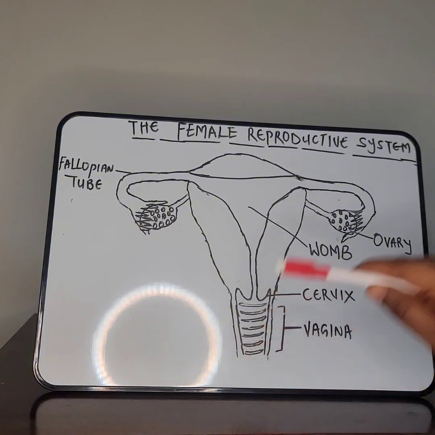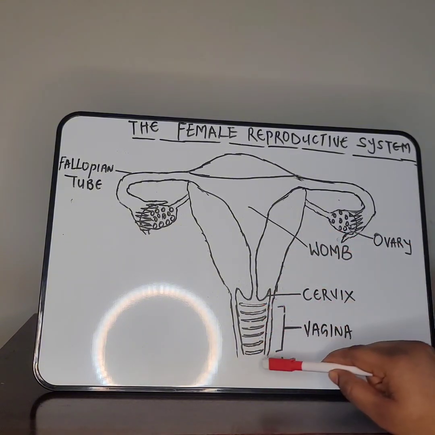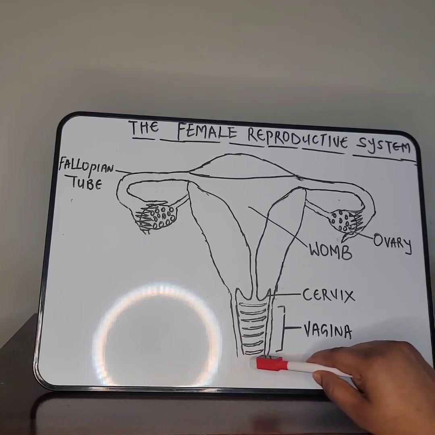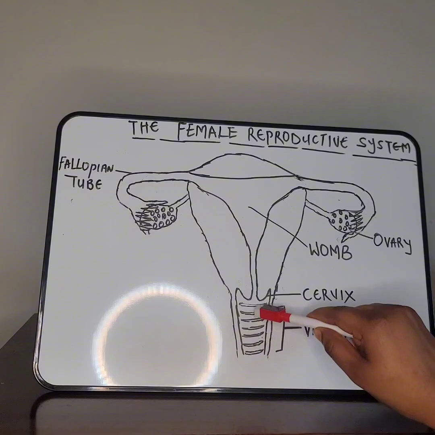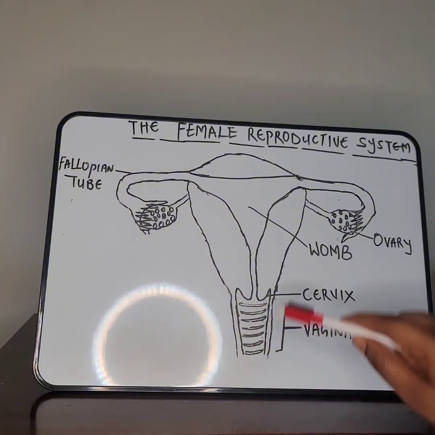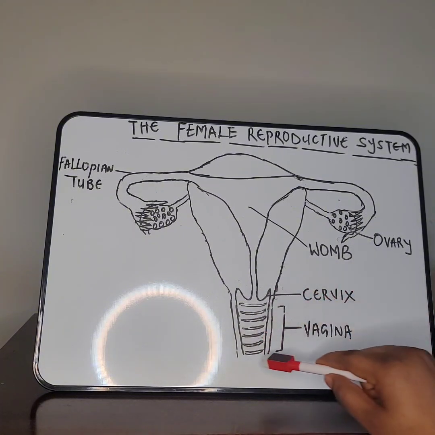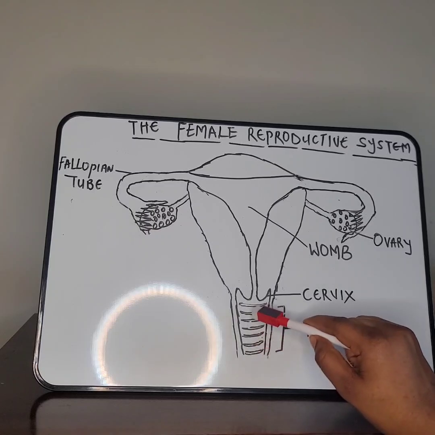So right here is the entrance to the vagina. You know that hole where your period comes from? Good. So that hole is right here. When you go into that hole, you go into the vagina. Now, you cannot see the vagina from the outside, but you can see that hole that leads into the vagina.